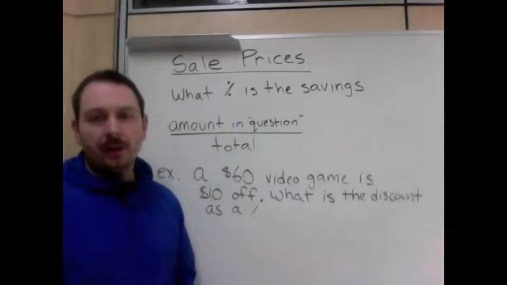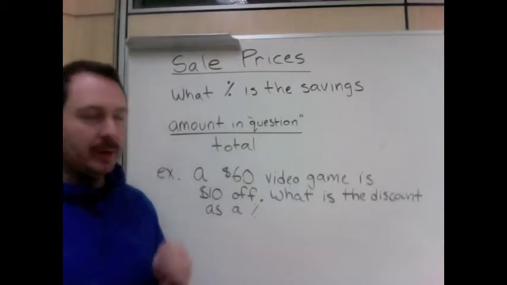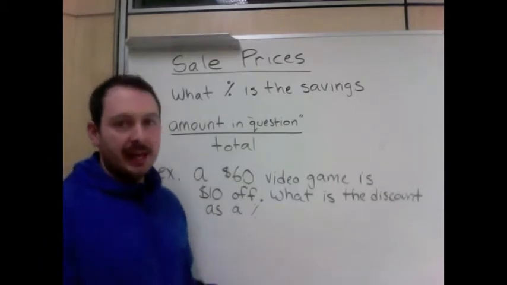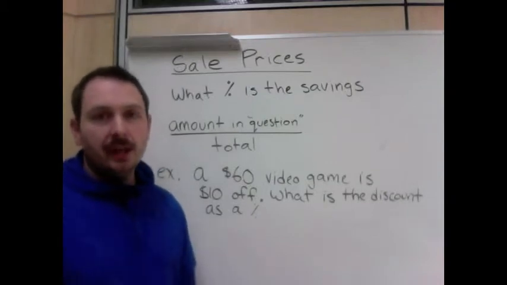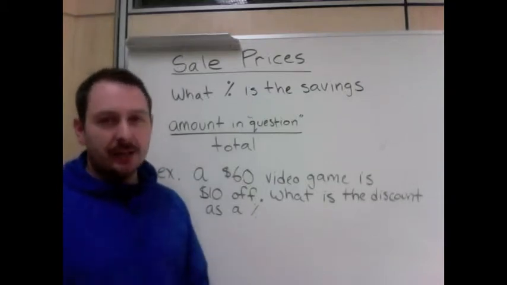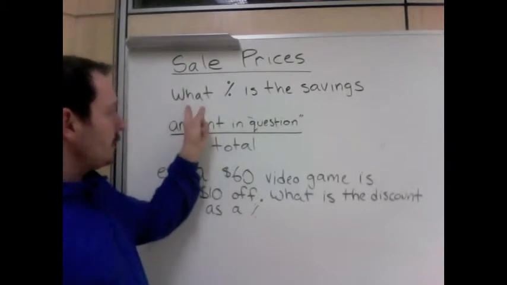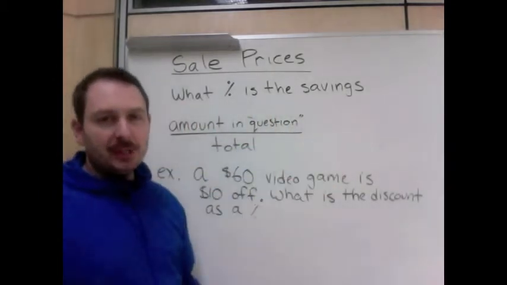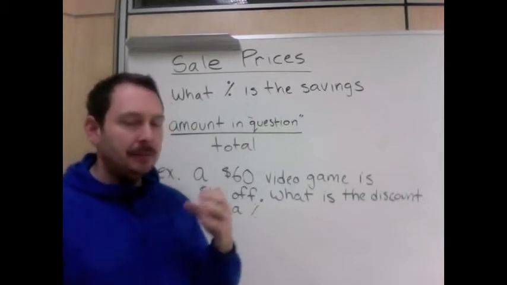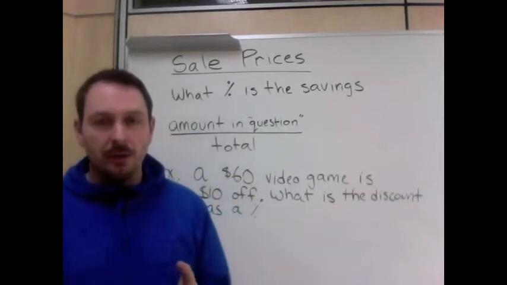We're now going to look at the questions in an opposite way. So instead of taking a percent and finding out how many dollars of discount it is, what if you want to know how big of a percent you're getting off? So these questions are like, what percent is the savings? And to find percents, it's always how much you have divided by the total.